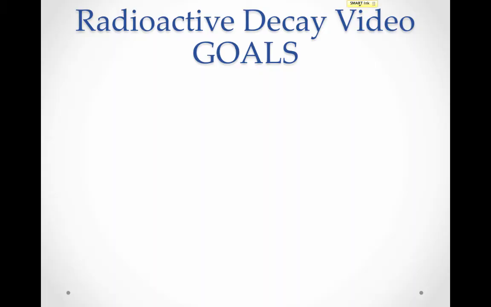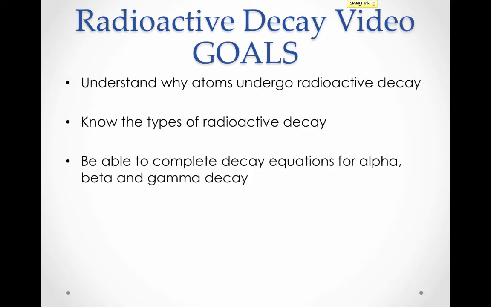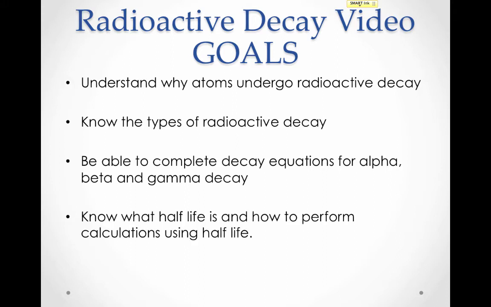Welcome to Unit 6, Video 5, Radioactive Decay. By the end of this video, you should understand why atoms undergo radioactive decay. You should know the types of radioactive decay. You should be able to complete decay equations for alpha, beta, and gamma decay. And you should know what half-life is and how to perform calculations using the concept of half-life.